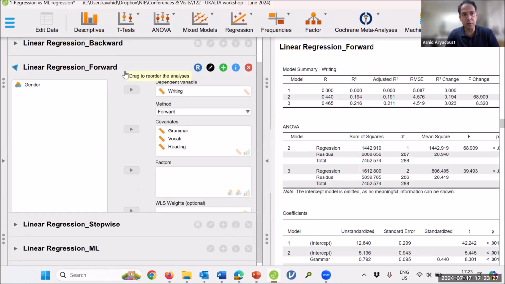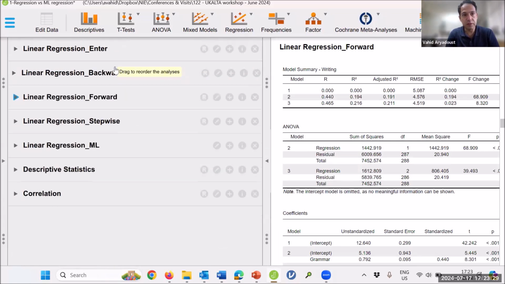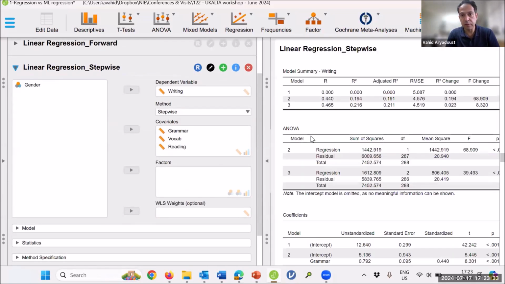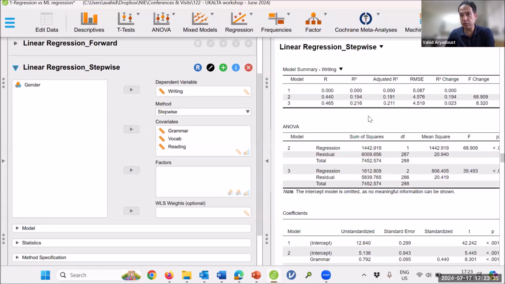And last but not least, forward, backward, stepwise. Stepwise is also 0.216. I'm disappointed. Everything is the same, with the exception of the first analysis.